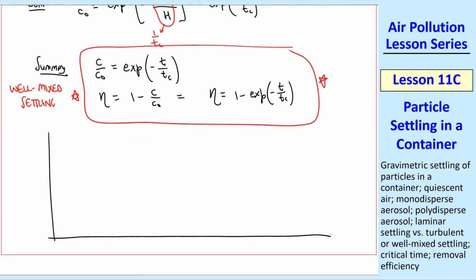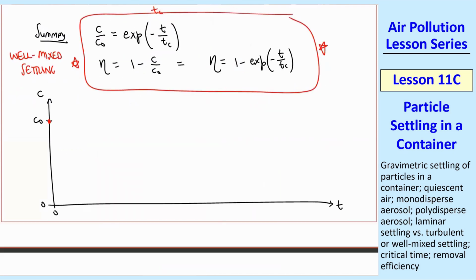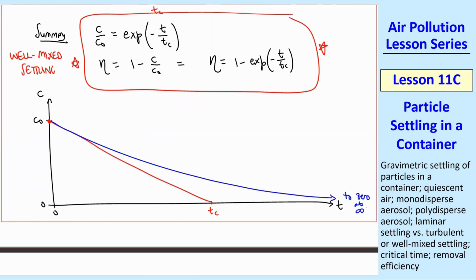I want to just show you these two extremes on a plot. If we plot C as a function of time, both the laminar and the well-mixed cases start at C naught. The laminar one decays linearly to the critical time. The well-mixed one decays exponentially and goes to 0 at infinity. So these are two extremes. Nothing's ever perfectly well-mixed. You literally have to have a ceiling fan and fans all over the place just stirring everything up constantly. Laminar, you can sometimes obtain that if you have a container and there's no motion at all. But in real life, we're probably somewhere in between these two extremes.